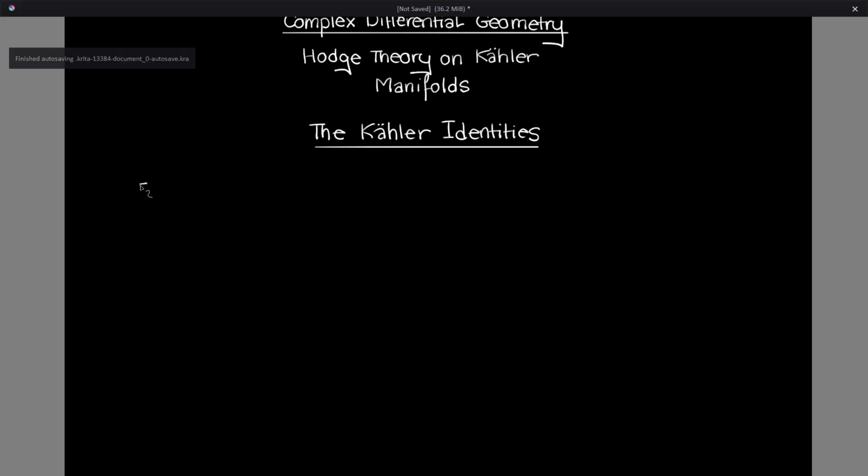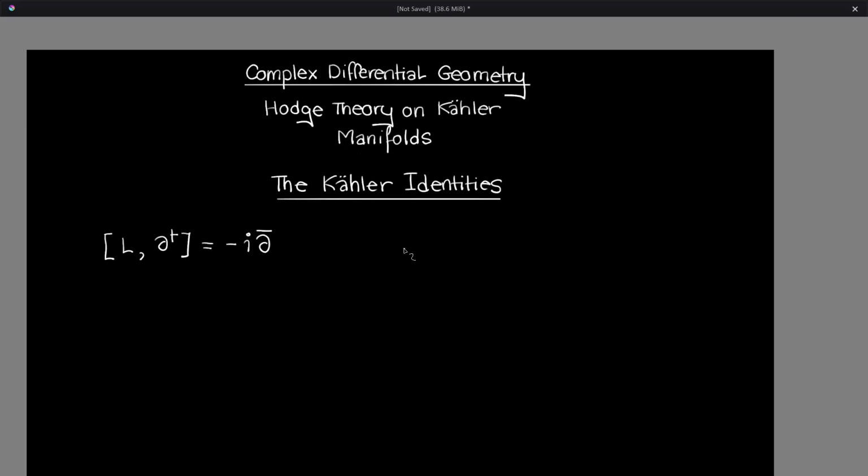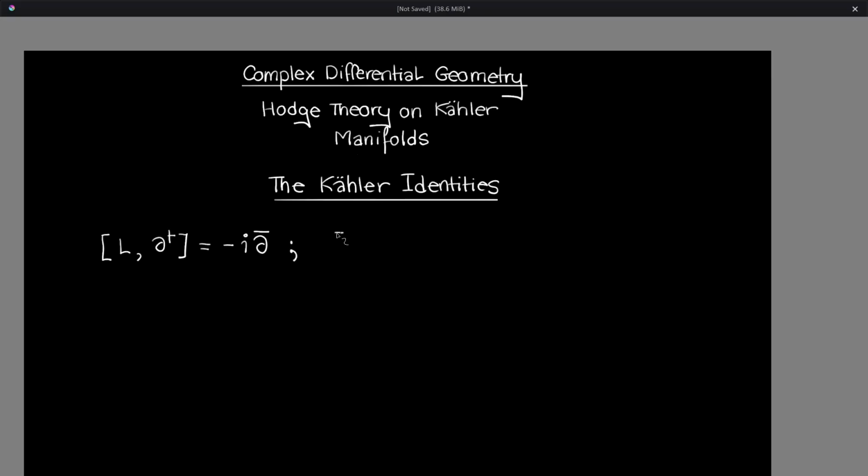The first one is the commutator of this operator L. L is called the Lefschetz operator. We're going to look at what it does and how it's defined in a little bit, but for now, let me just write out the identities. Number one: the commutator of L with the adjoint Dolbeault operator is equal to minus i times the anti-holomorphic Dolbeault operator. Number two: L commutator with the conjugate, the anti-holomorphic adjoint Dolbeault operator, gives plus i times the regular Dolbeault operator.